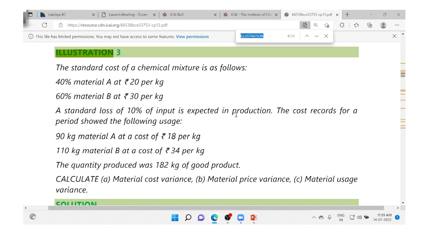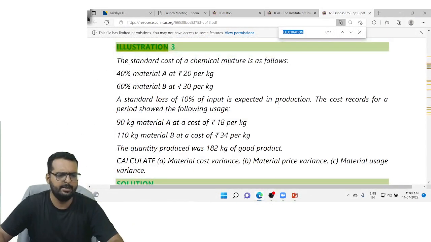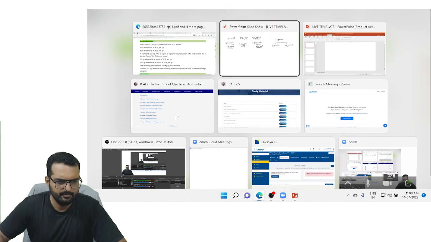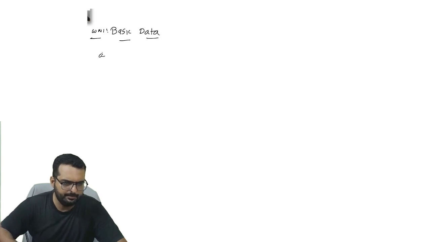Do you get the answer as 80 and 120? Nihal, you got 180, is it? Shall we do that part together now? I'll write down working note number one, basic data.